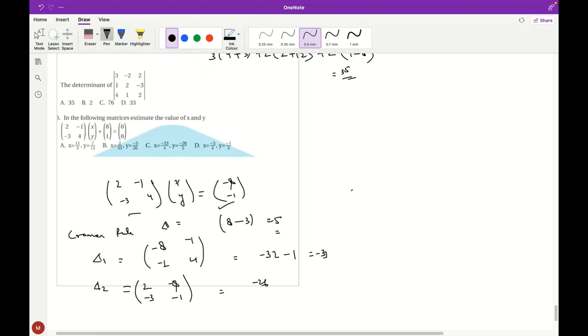So x equals delta 1 upon delta, and y equals delta 2 upon delta. So you will get minus 33 upon 5 and minus 26 upon 5. This will be your answer. No, here also no answer is matching. So this is your answer.